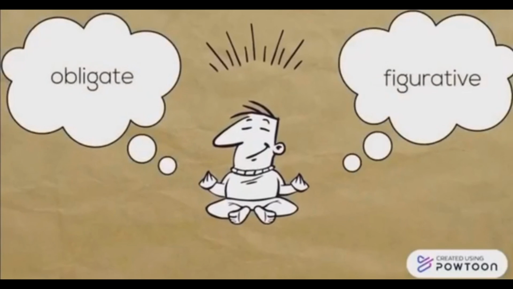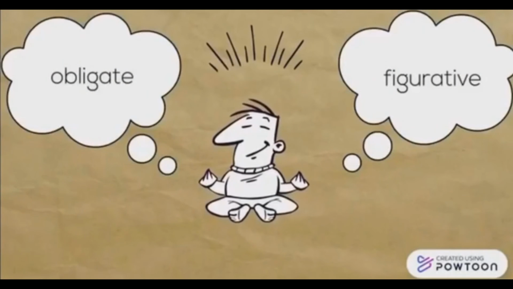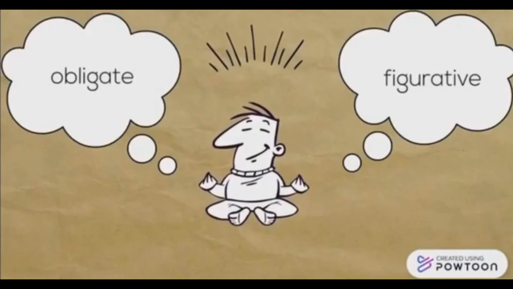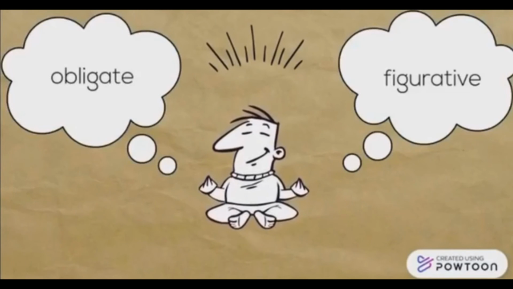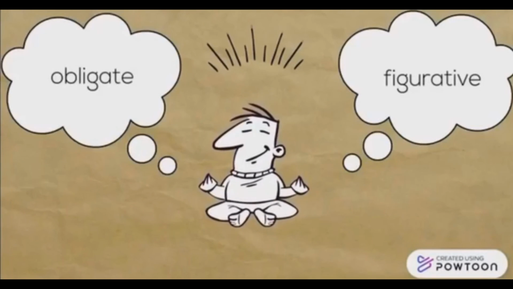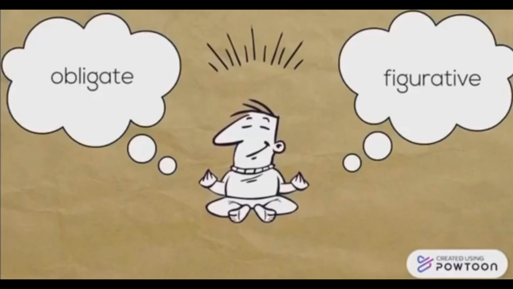So, kesimpulan yang saya boleh buat ialah obligate anaerobe ni, dia kalau ada oksigen, dia tak boleh digunakan. Dia memang kena tak ada. Tapi kalau figuratif, kalau ada oksigen, dia guna oksigen. Kalau tak ada oksigen, dia boleh guna fermentation.